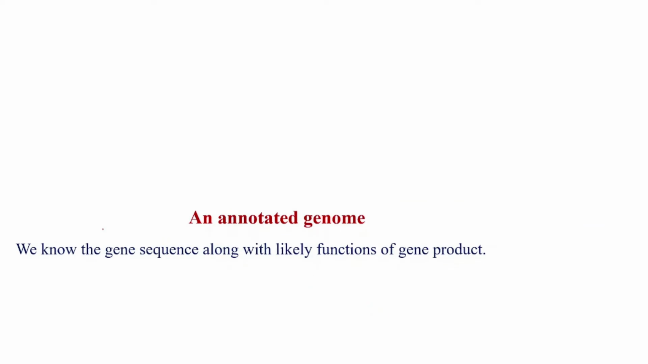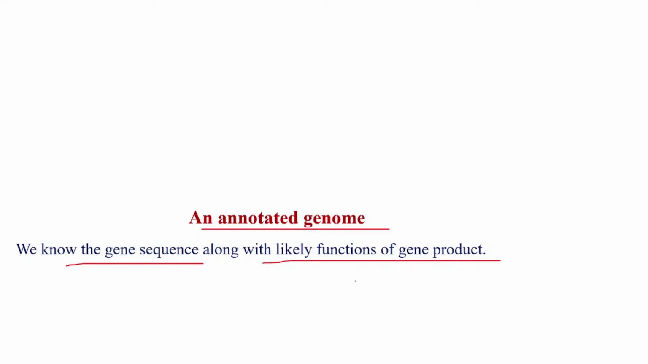Moving further, so what is an annotated genome? An annotated genome is basically a genome where we know the sequence, but along with that, we also know about the likely functions of the gene products. We not only know about the gene sequence of the genome, we also know about the functions of the gene products.